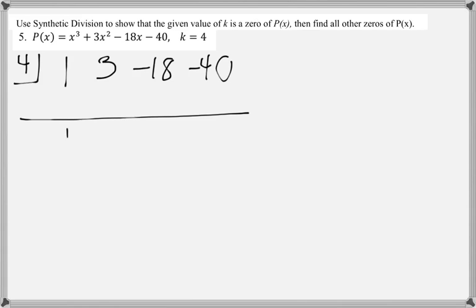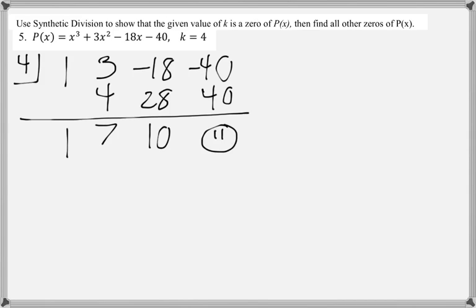So if I bring down the 1, times 4 is 4, add these up and get 7. 7 times 4 is 28, add these up and get 10. 10 times 4 is 40, add these up and I get 0. And kind of like we showed on the last one, this is a good sign, so I'm going to put a smiley face because this means that 4 is a solution. It's a 0.